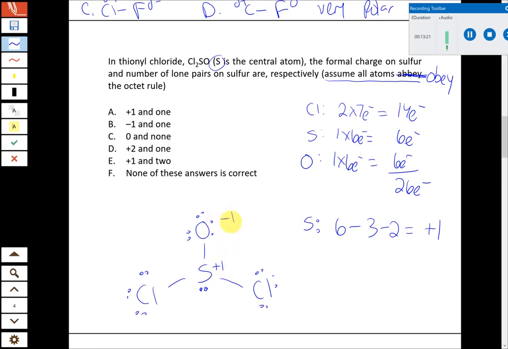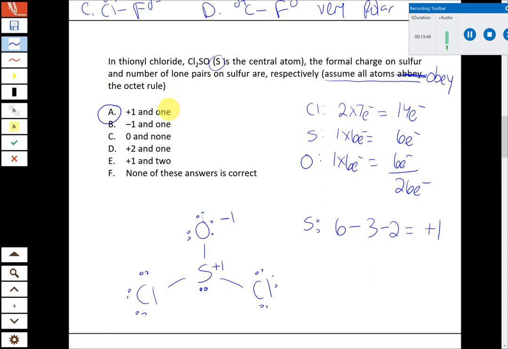So we could, in principle, draw a double bond to get rid of the formal charges, but that would require us to expand the octet in sulfur, and this problem specifically wants us to obey the octet rule. So as I said, we're going to stop with this structure here. We've determined that there's a +1 formal charge. We've determined earlier that there's just 1 lone pair. And so the correct answer for this is going to be choice A: +1 formal charge, 1 lone pair.